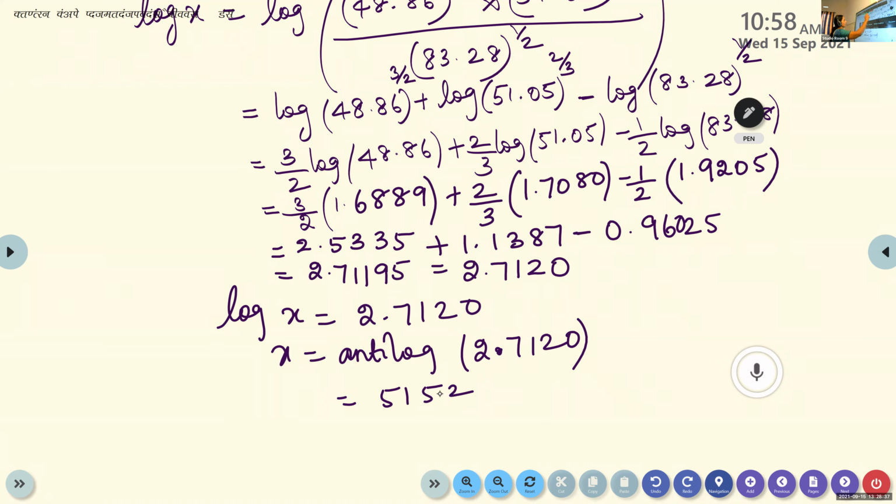Is it okay? Is it clear? Okay, this is how we use log and we do the calculations. Okay, complete this one, check it. Is it okay?